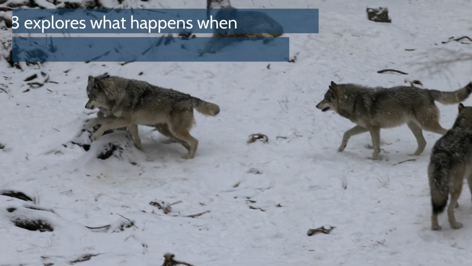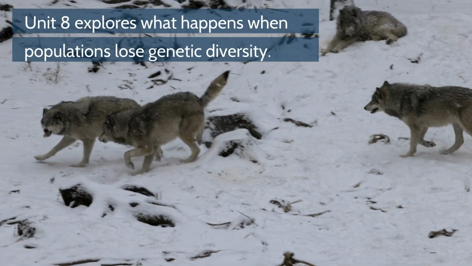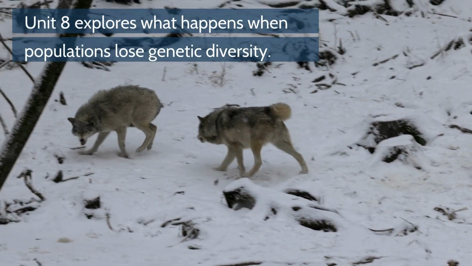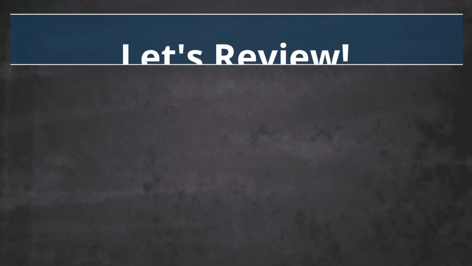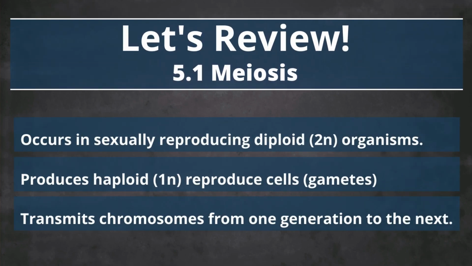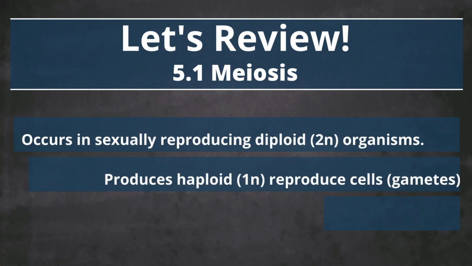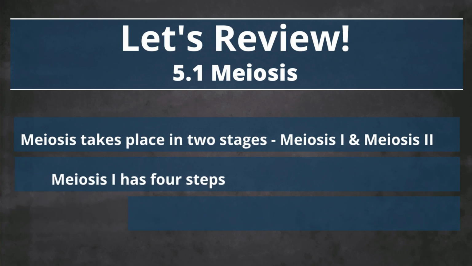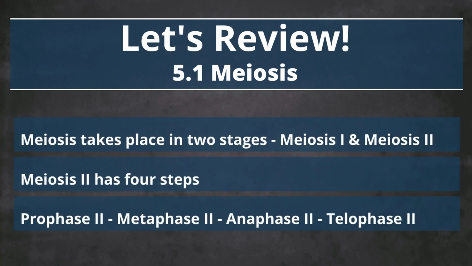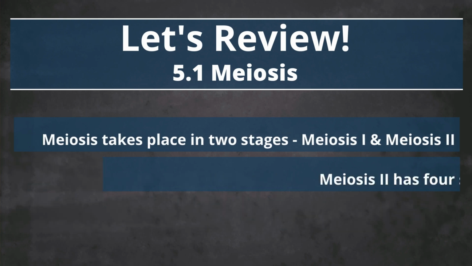Without meiosis, organisms couldn't maintain stable chromosome numbers across generations, and genetic diversity, the fuel for natural selection, would be lost. Okay, let's review. The process of meiosis occurs in sexually reproducing diploid organisms like humans to ensure the formation of haploid gamete cells. Meiosis 1 includes 4 steps: prophase 1, metaphase 1, anaphase 1, and telophase 1. Then meiosis 2 occurs, and it also includes the 4 steps: prophase 2, metaphase 2, anaphase 2, and telophase 2.